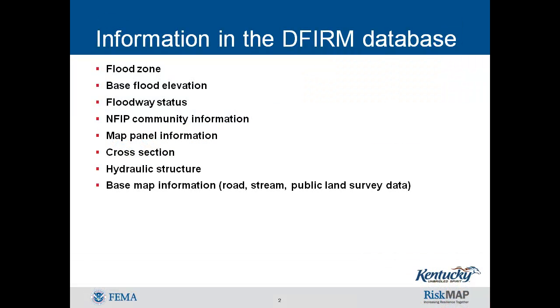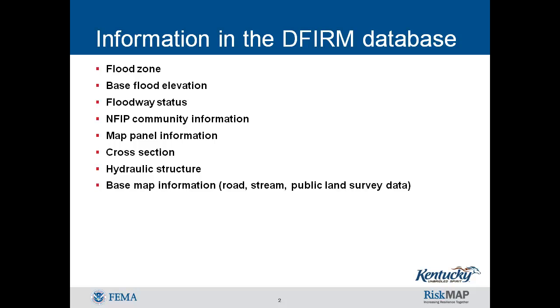The standard DFIRM database is designed to provide the user with the ability to determine the flood zone, base flood elevation, and the floodway status for a particular location. It also has National Flood Insurance Program community information, map panel information, cross-section and hydraulic structure information, coastal barrier resource system information if applicable, and base map information like road, stream, and public land survey data.